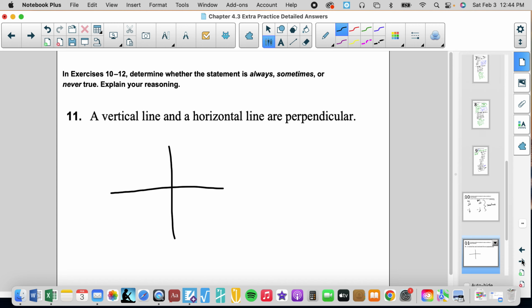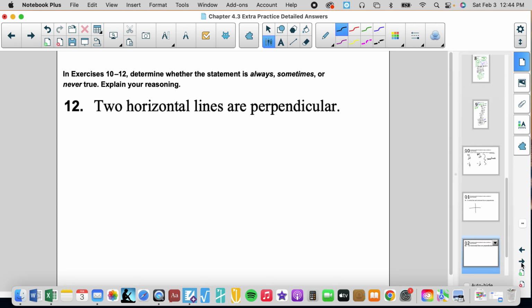A vertical and horizontal line are always perpendicular. Two horizontal lines are perpendicular? No. Never. That's going to be never. They're never going to be perpendicular. That's an easy one, because two horizontal lines will always have the same slope, which is 0.